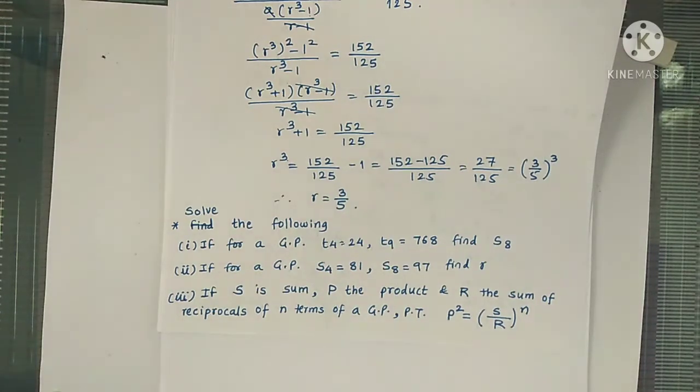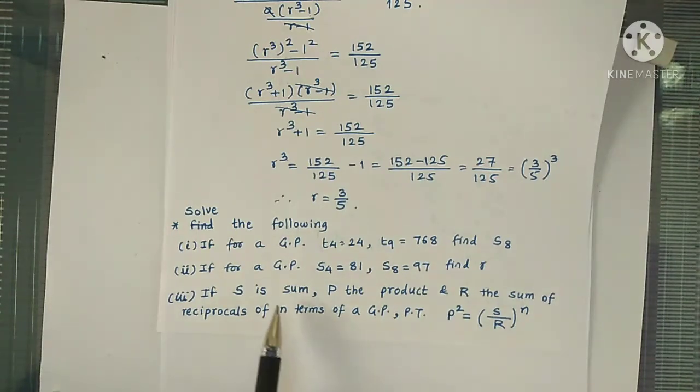The third one is a little bit difficult question, but I think if you understood the concept, you can easily solve it. If S is the sum, so we have the formula for the sum, okay? P is the product, try to write down the product. R is the sum of the reciprocals of the first n terms of a GP. Prove that P square equals (S upon R) raised to n.